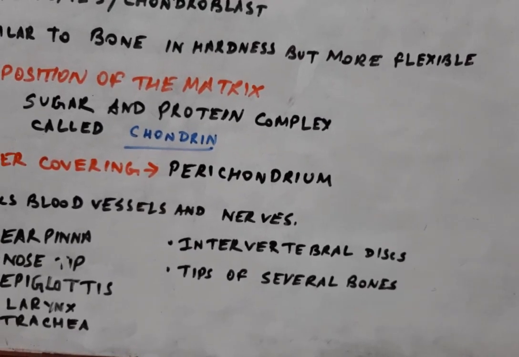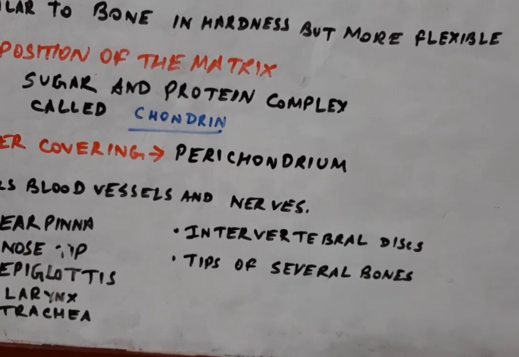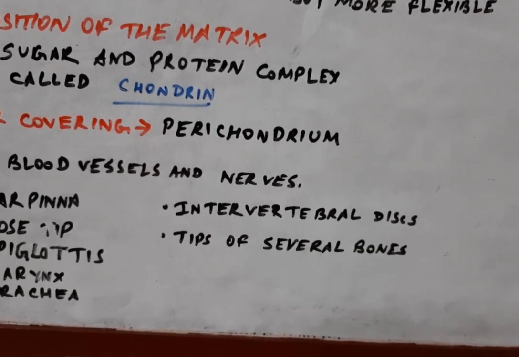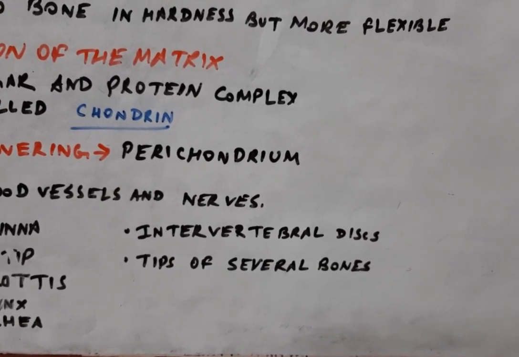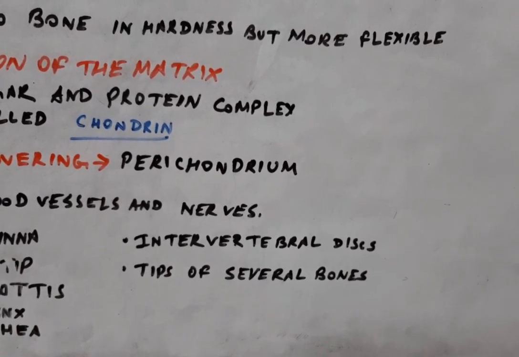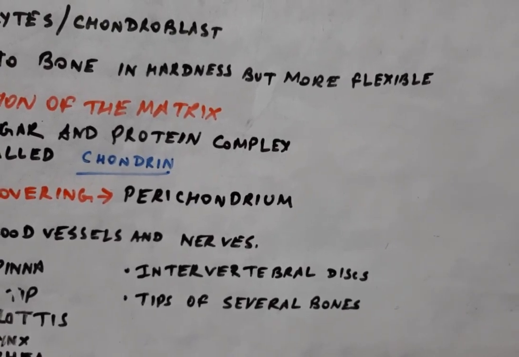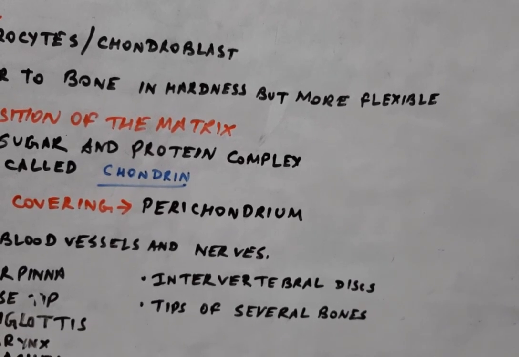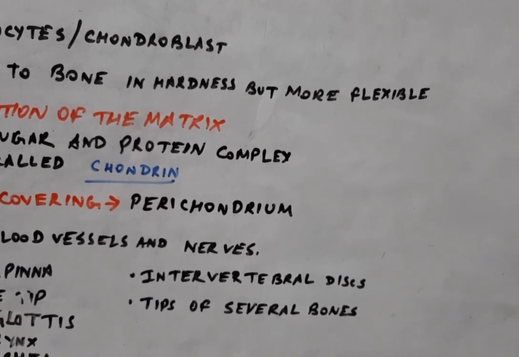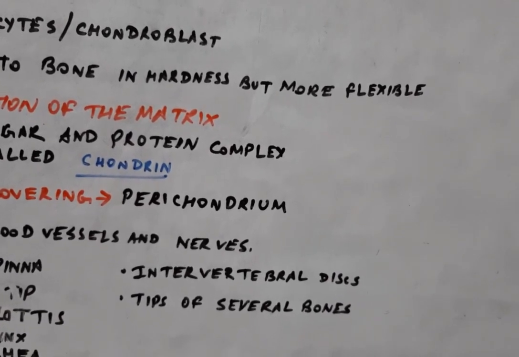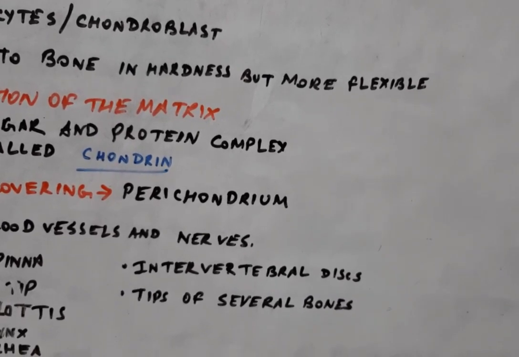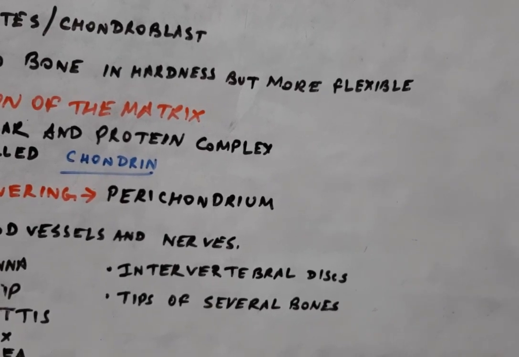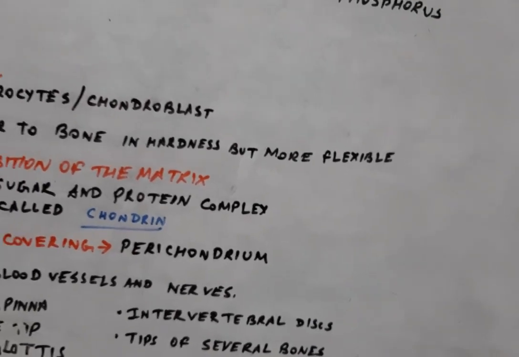Now what are the occurrences of cartilage in our body? Cartilages are present in our ear pinna, nose tip, epiglottis, larynx, trachea, intervertebral discs and the tips of several bones. The chondrocytes, or cartilage cells, are widely spaced and surrounded by fluid filled chambers called lacunae. So this is about cartilage.